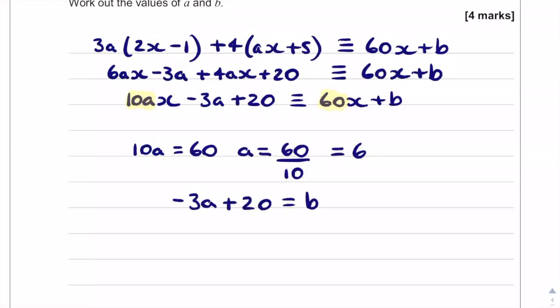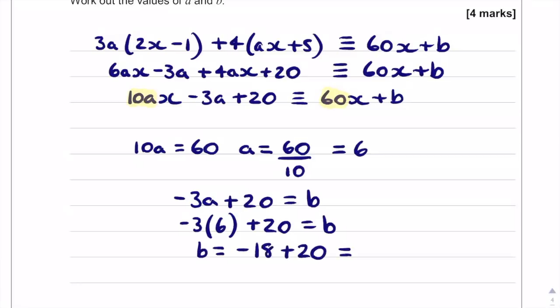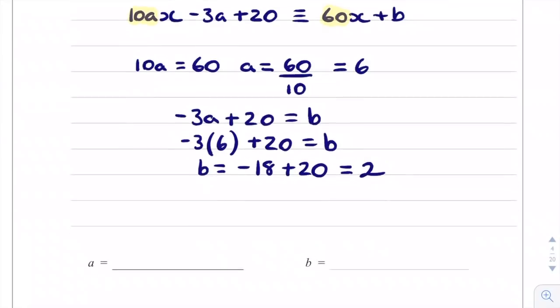Well, I know what a is now because I've just worked that out. I know it's 6. So I can say minus 3, all multiplied by 6 plus 20, gives me my value of b. So b is equal to minus 18 plus 20, which is 2. So my final answers are a is 6 and b is 2.